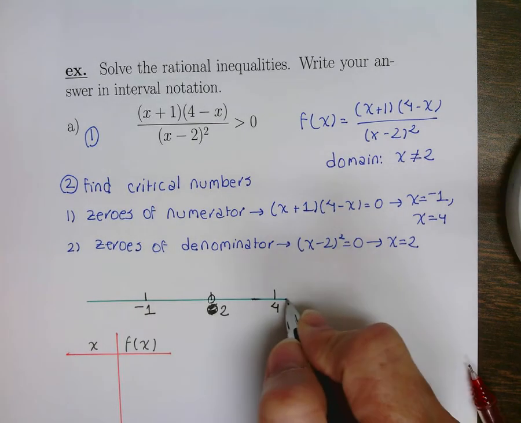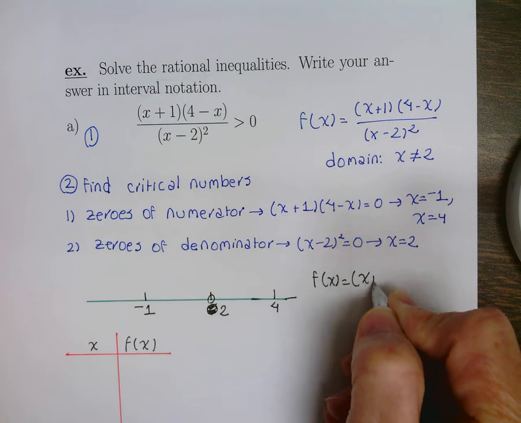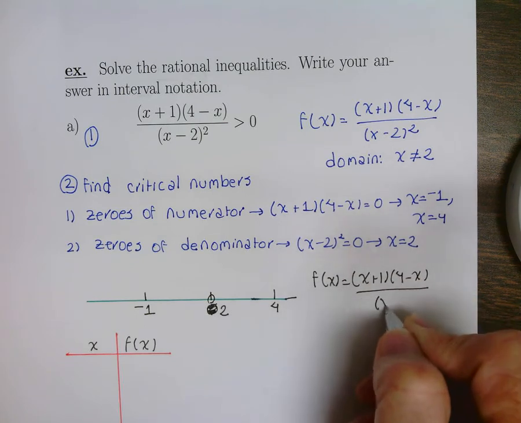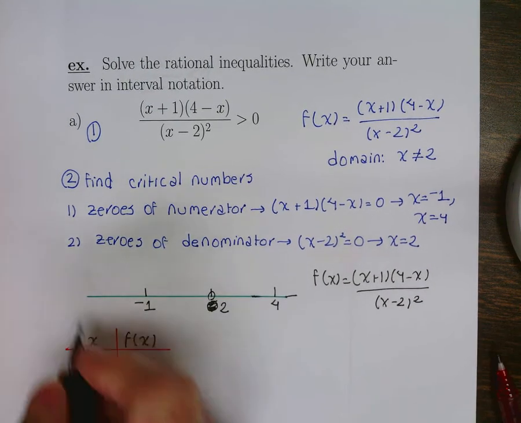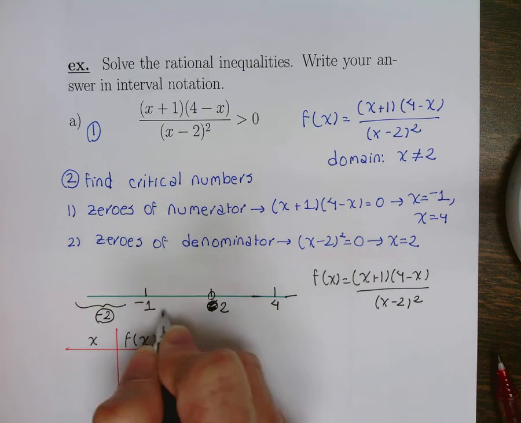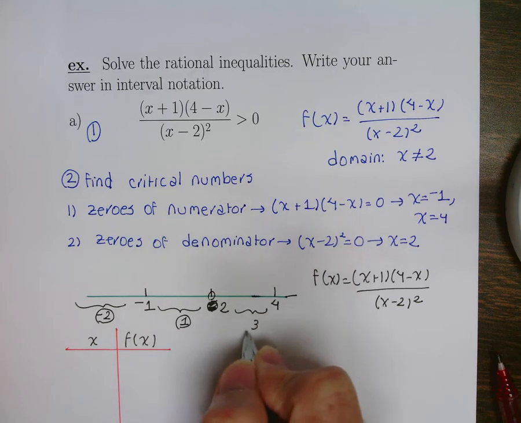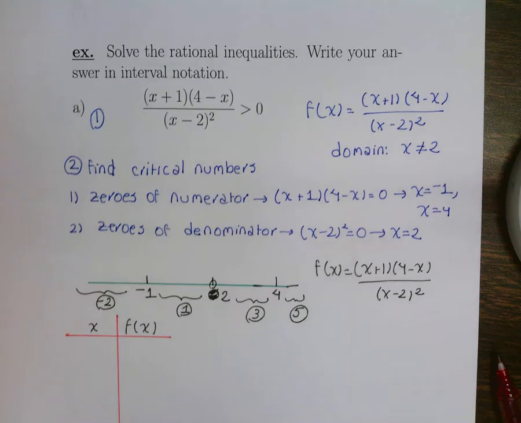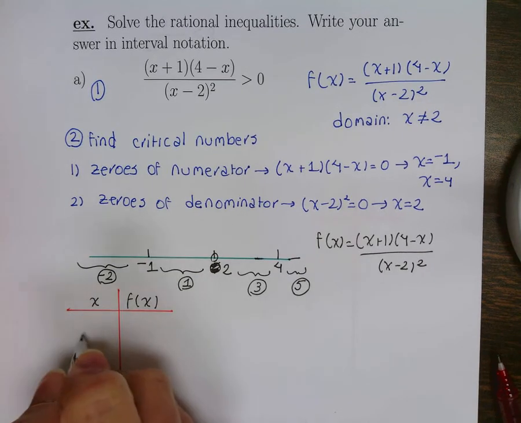All right, our function f of x is given by this rational function. And so we want to know where it's positive or negative. So we do the same old routine. -2 here. Here's a value of 1. 3, and 5 for our trial points.